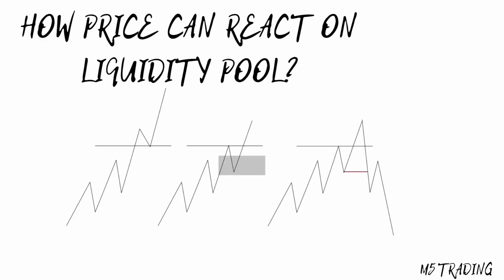How can price react on a liquidity pool? Basically, price can react on the liquidity pool in three main ways, and the first way is to totally ignore it. The second way is to use that liquidity pool as a correction for the main move. And the third way is to do a complete reversal from it.